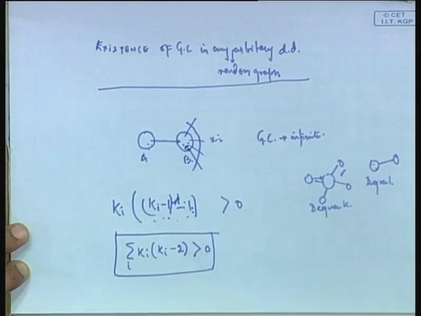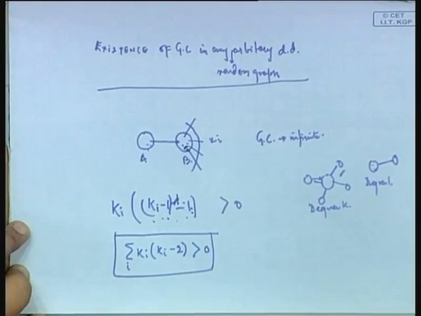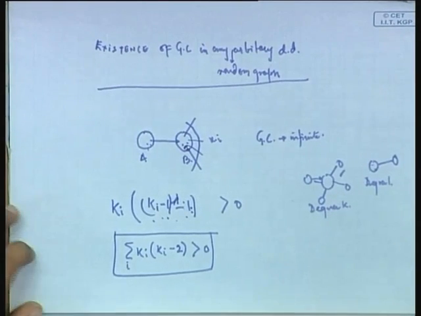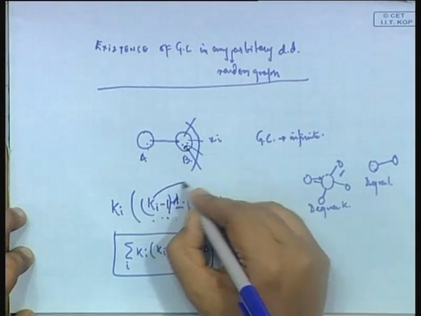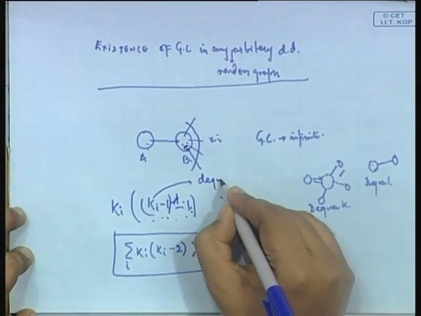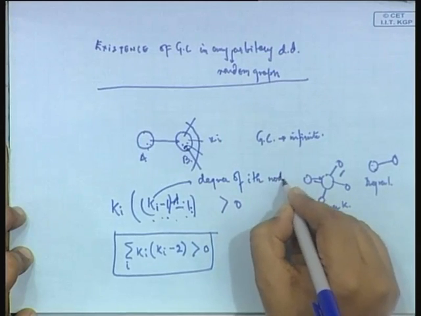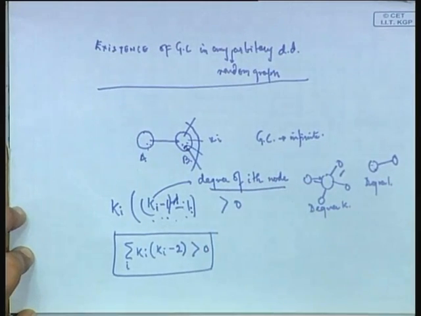What do you call this number of possibilities, Ki? It is the degree. Ki is the degree of the ith node. What is the summation that you are taking over Ki? That is the number of nodes you can visit. For all i's, I have to take it for all i's.